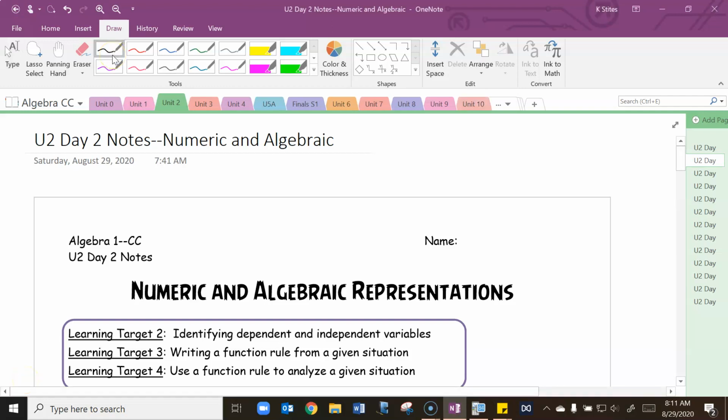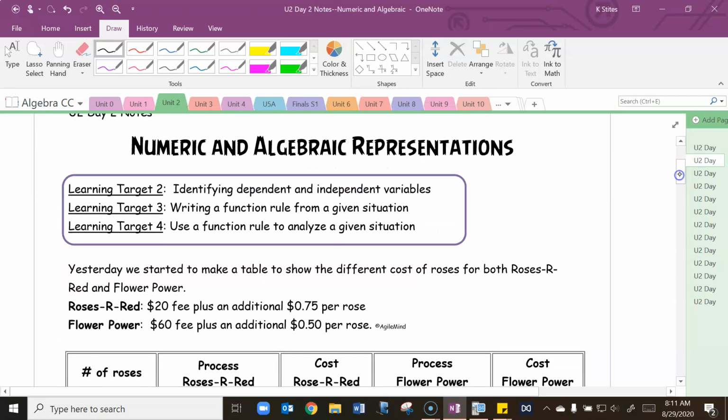We are on your Unit 2 Day 2 notes in your blue packet, and we are talking about numeric and algebraic representations. So we have quite a few learning targets that we are going to be getting to today. We're going to work on identifying dependent and independent variables, and also some new ones, writing a function rule from a given situation and also using that function rule to analyze a given situation.